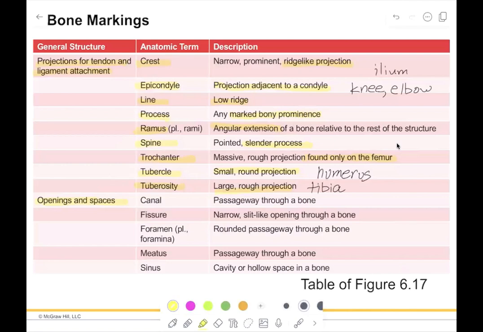Openings or spaces are things like canals, fissures, foramen, a meatus, and a sinus. Fissures and foramen are really important because they are holes for nerves, like the spinal cord is a really big one. It's called the foramen magnum, and it's an opening for the vertebral column, the spinal cord.